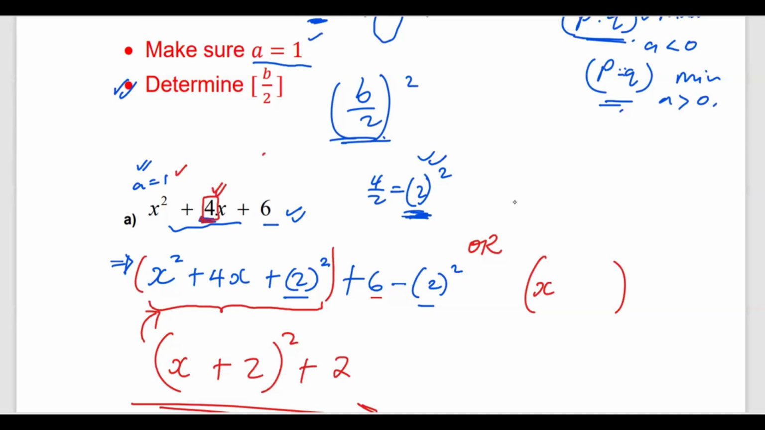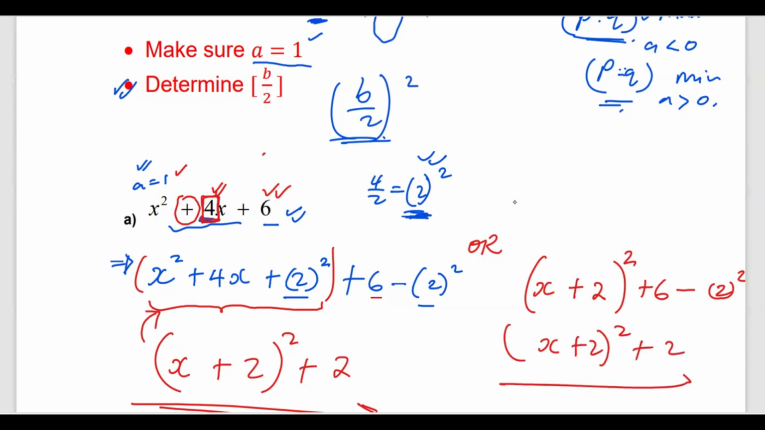The b is 4. Then a half of 4 is going to be a 2. We keep the sign that is next to the b, so that is a plus, and then we square that. Let's bring the c part, so it's going to be a plus 6, and then we just have to minus this half b squared. Okay, so we shall just have x plus 2 squared, and then that is going to be a plus 2.